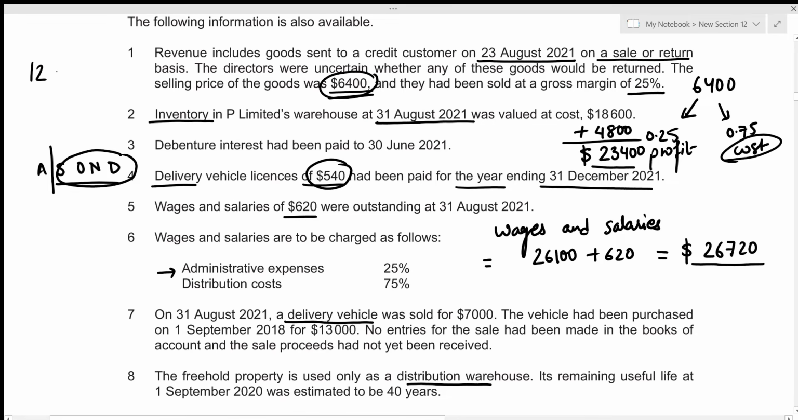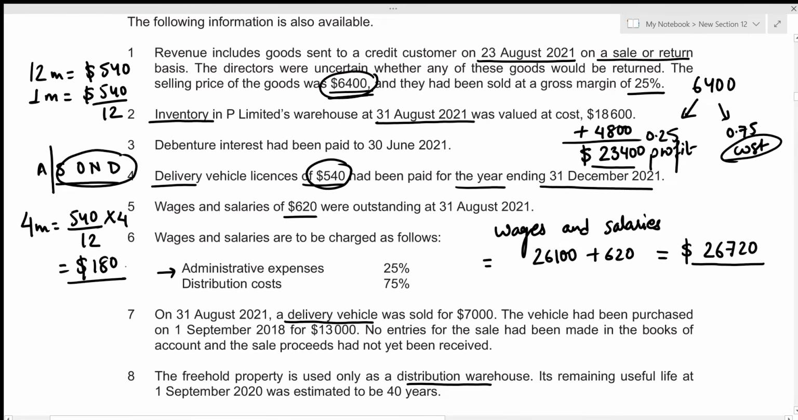Let's figure out the cost for the 4 months. If for 12 months, the cost was 540, we're just going to use a simple unitary method. For 1 month, the cost is going to be 540 by 12. Then for 4 months, the cost is just going to be 540 by 12 into 4, which gives the cost for these 4 months to be 180. So this 180 can be treated as a prepaid expense relating to the delivery vehicle license. And since these are the expenses relating to a future accounting period, we do not include this in our income statement. So we must subtract this amount of 180 under the heading of distribution costs.